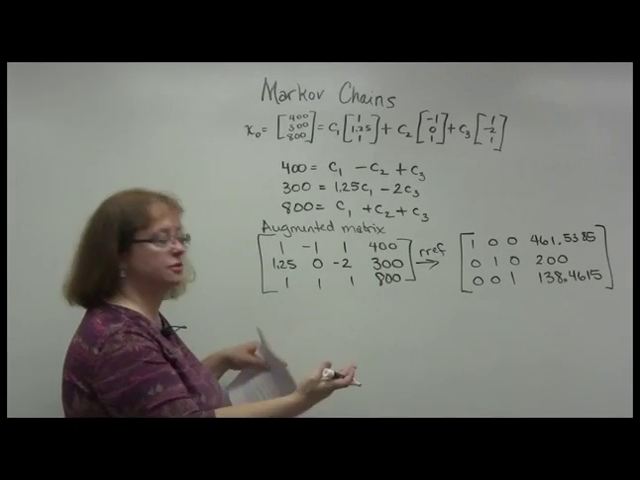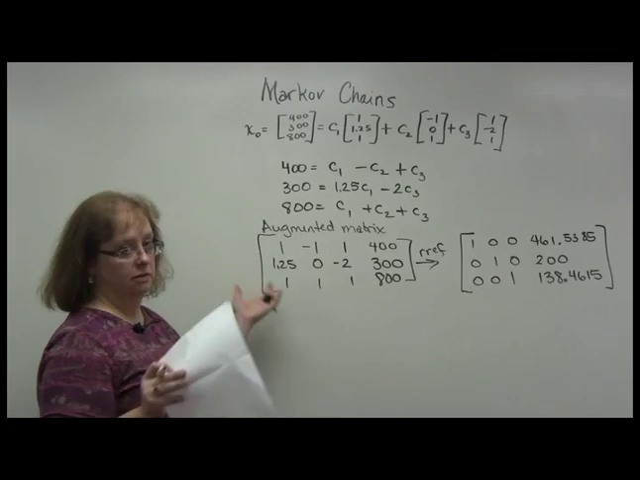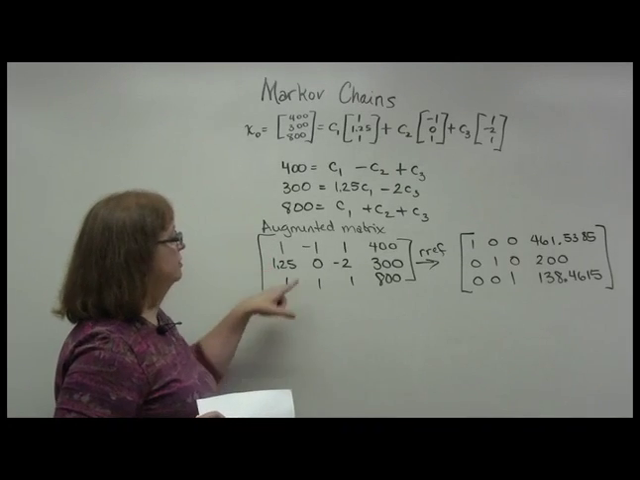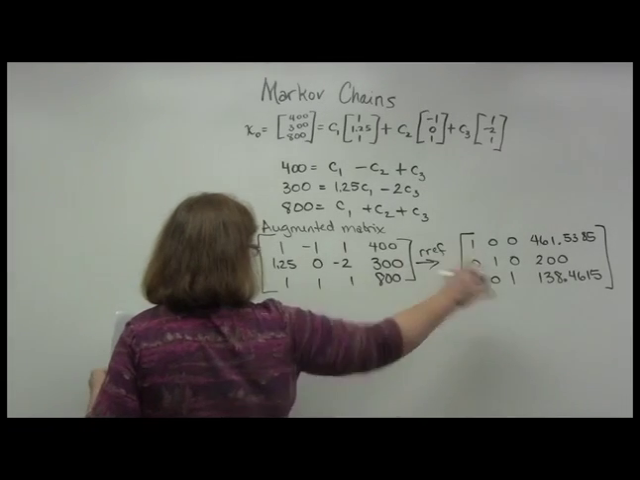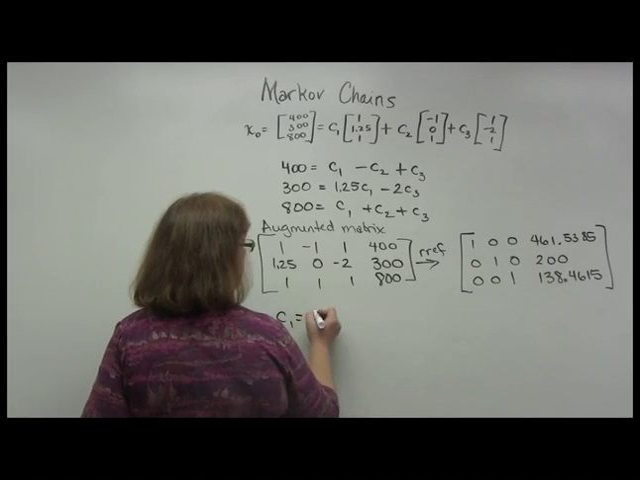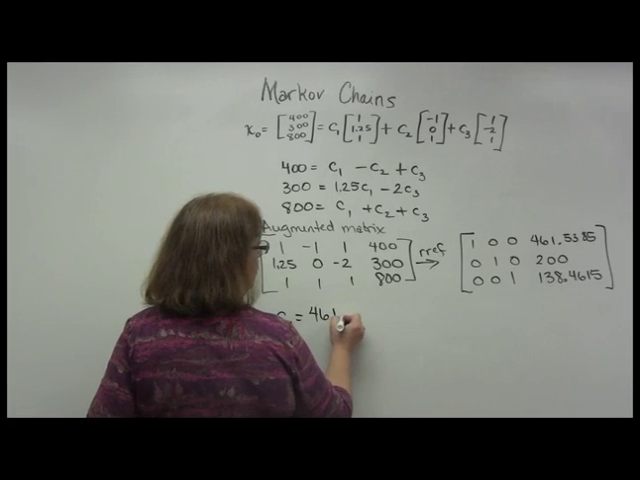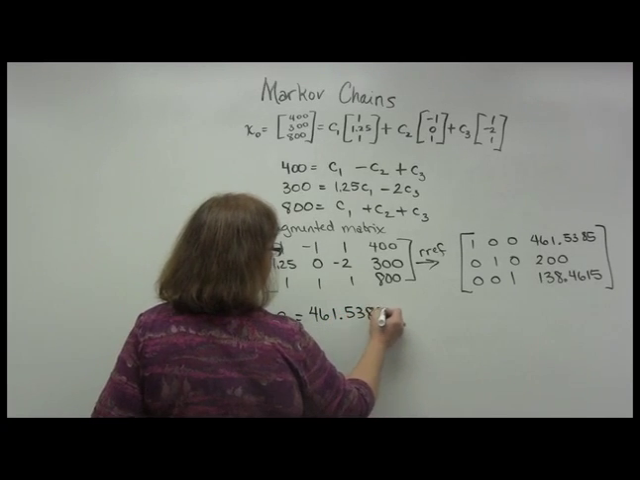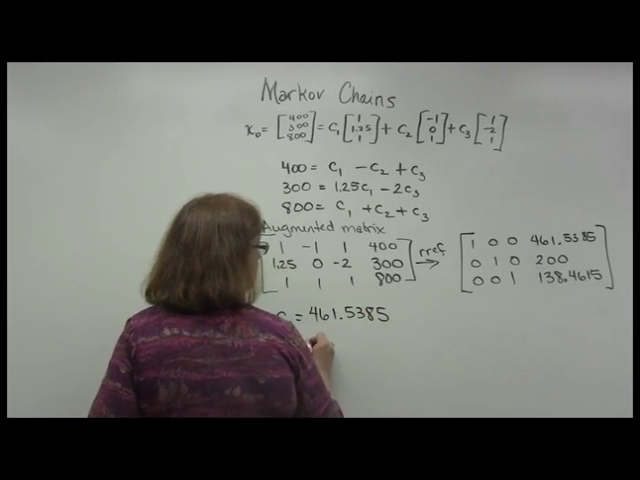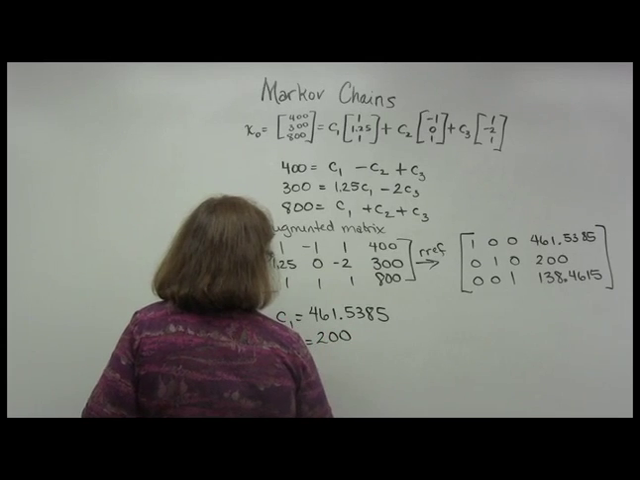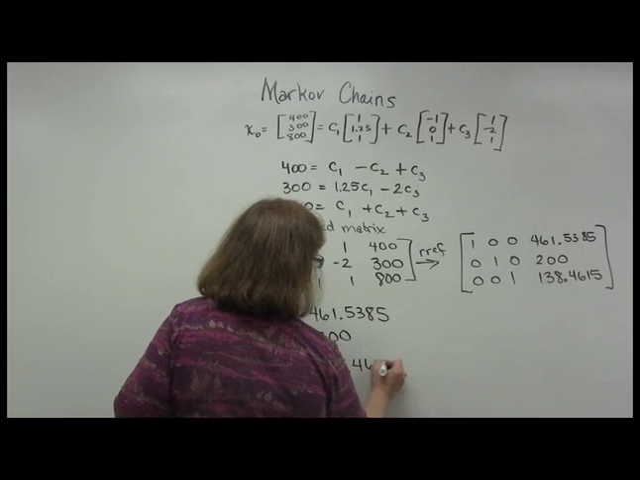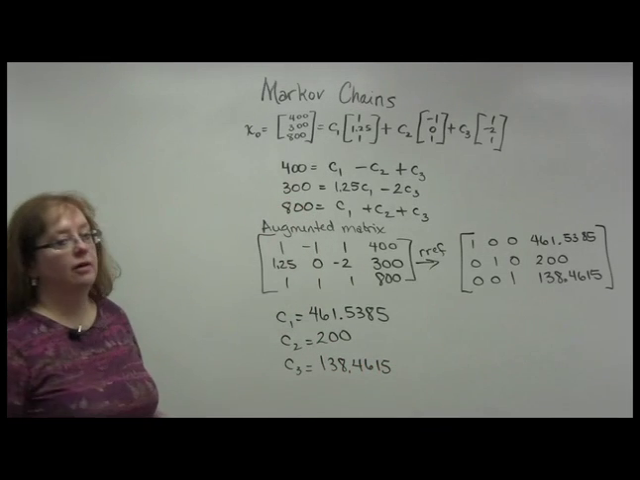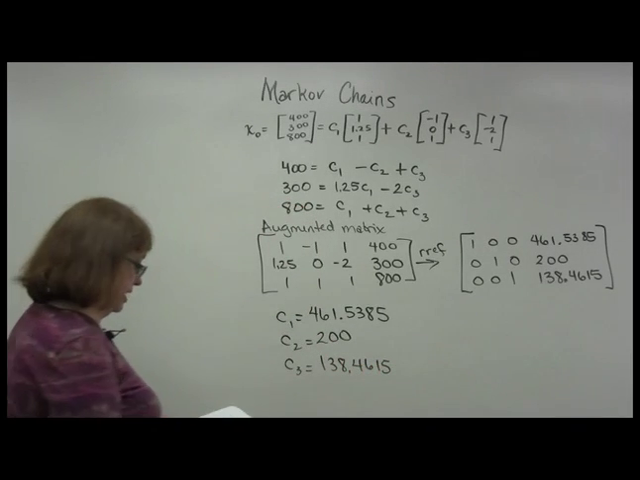So, I do all the normal steps that I would do. Get a 1 in the upper left. Yay, we have that. Below it, etc. So I go through all that stuff, and I get this. That means C sub 1 is 461.5385. C sub 2 is 200. And C sub 3 is 138.4615. All right, now I'm ready to fill that all in for my x sub 365.